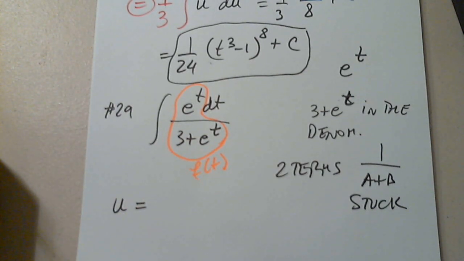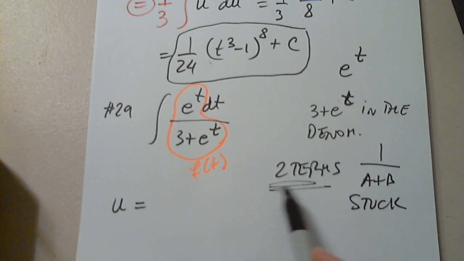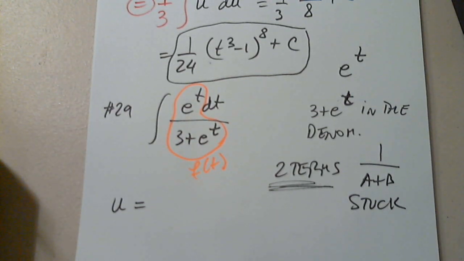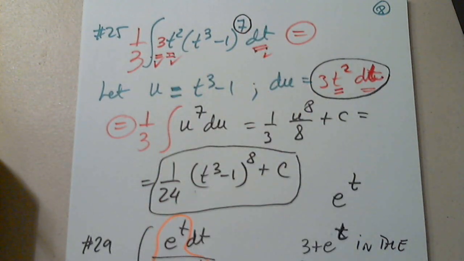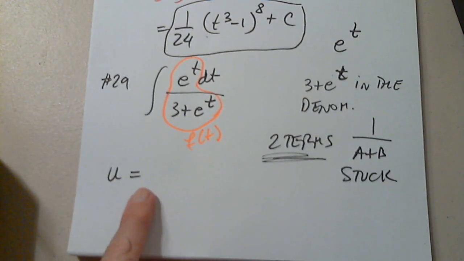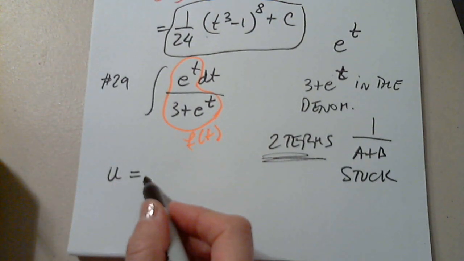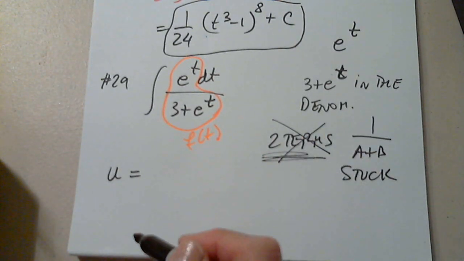What do you think u should be? Any letter, u, y, whatever you want. What do you think the substitution should be to make it easy? I don't want 2 terms in the denominator. That's the problem now. Like I did not want 2 terms to raise to the 7th power. That's the problem. I don't want 2 terms in the denominator.